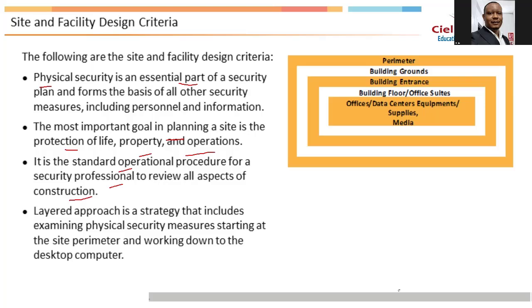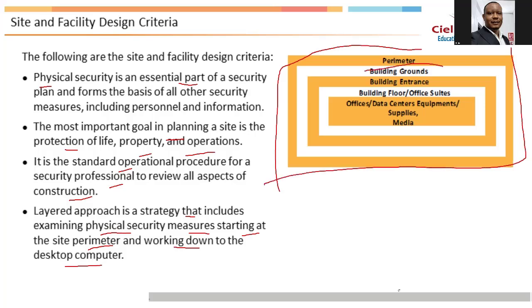The layered approach is a strategy that includes examining physical security measures starting at the site perimeter and working down to the desktop computer. The site perimeter, that's the fence. Then the building grounds, the compound. Check the security across the compound. Then the building entrances, the doors, because any opening within a building is a potential vulnerability. So you check the doors and the windows to find out how secure they are. Are they safe and foolproof?